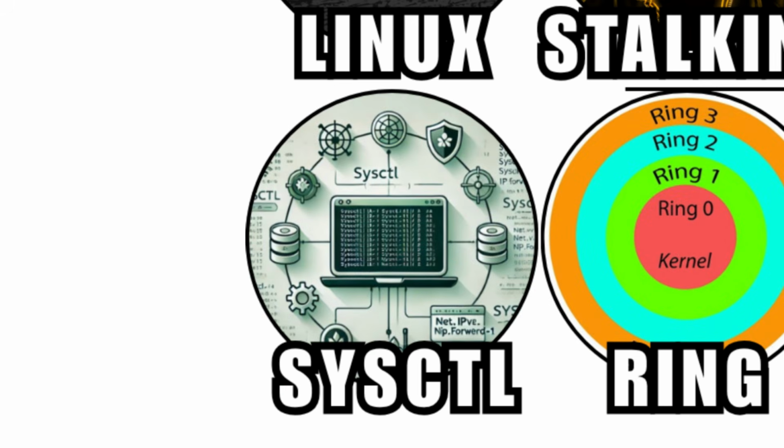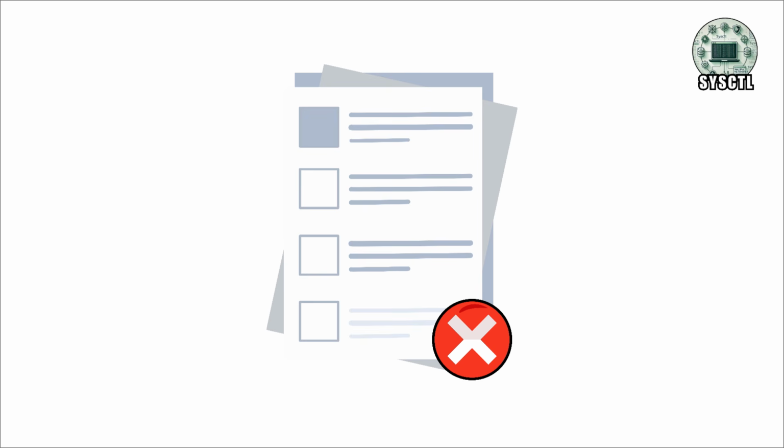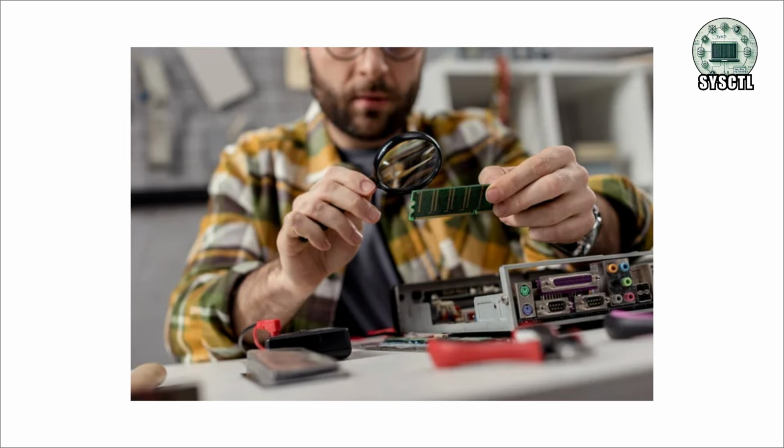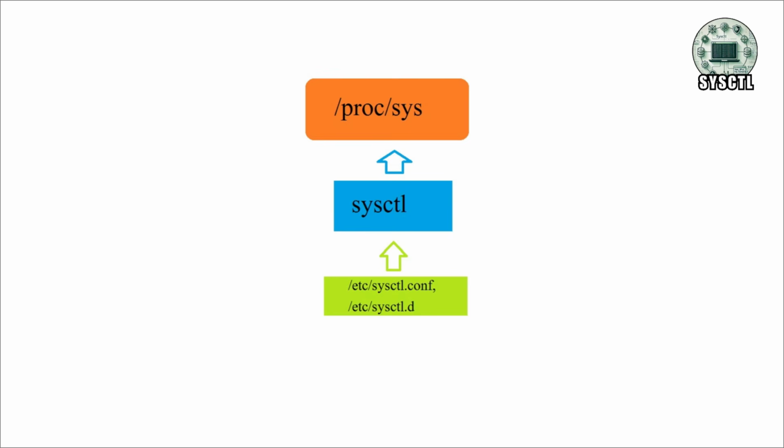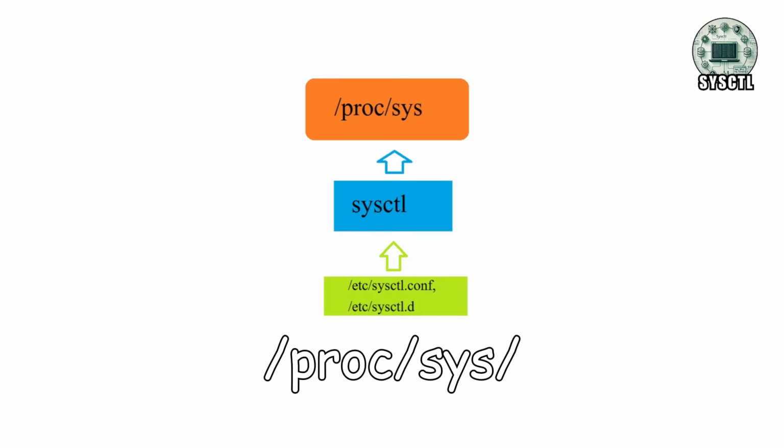Overriding the brain. Sysctl overlords. Every fundamental rule governing how the Linux kernel manages memory, handles crashes, and routes data is controlled by live variables inside the /proc/sys directory.